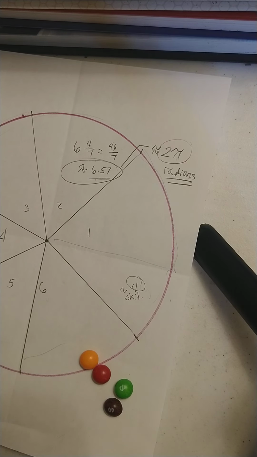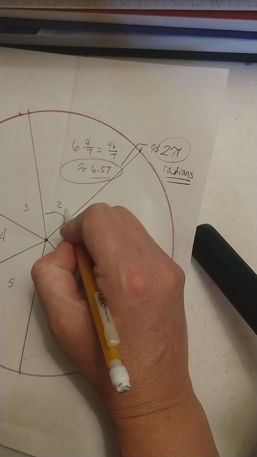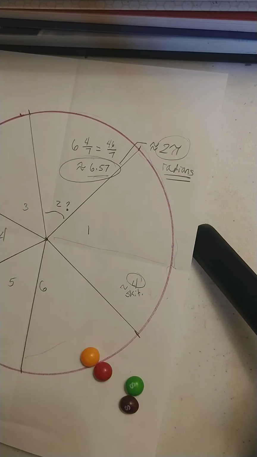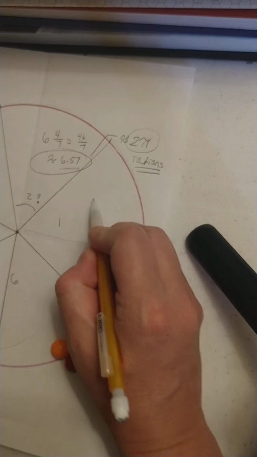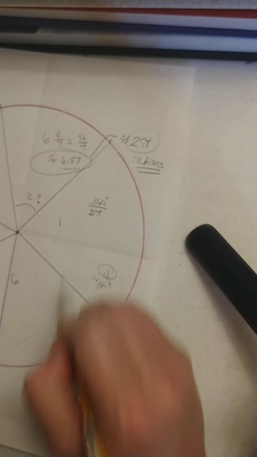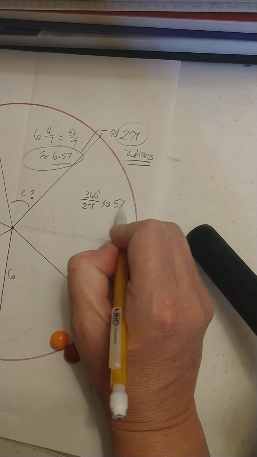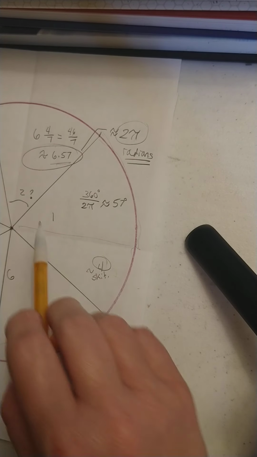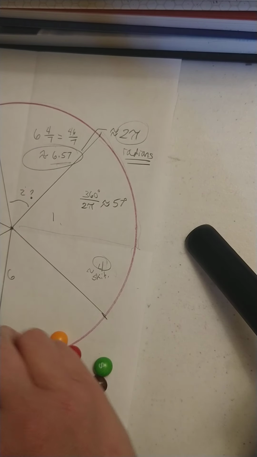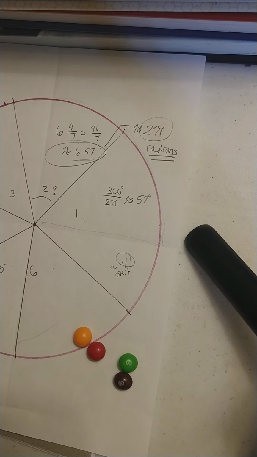Okay, calculate the degrees in 1 radian. So I'm looking for what is this angle measure. So if we want to think about this, we could go ahead and say 360 degrees divided by 2 pi radians. And you should get right around 57 degrees. So each one of these wedges here is going to be about 57 degrees.